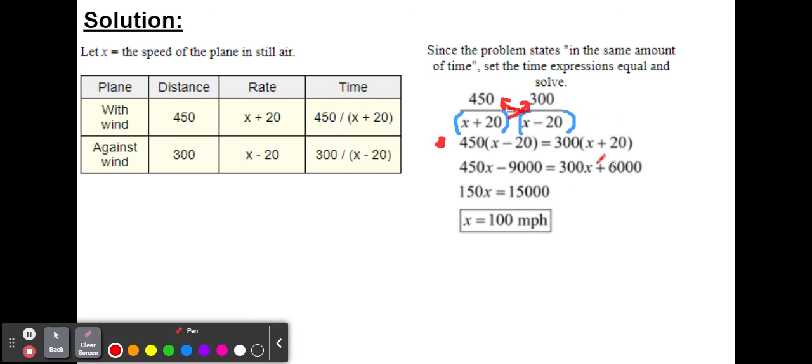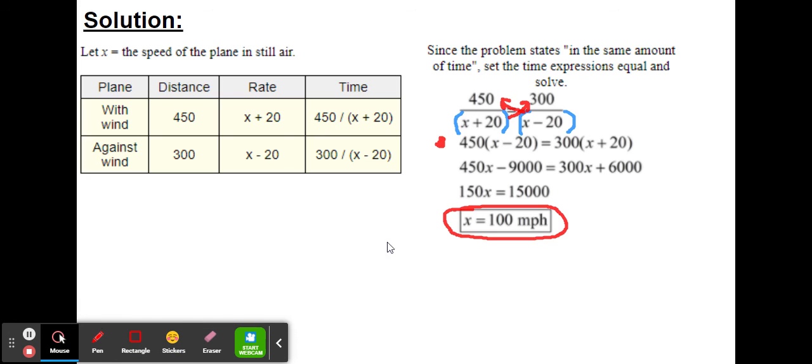And then you're just kind of multiplying everything out and solving, getting to an answer of 100 miles per hour as the speed of the plane if you take away the wind helping or hurting its speed in general. And that concludes our second example and the second type of application problem with rational equations.